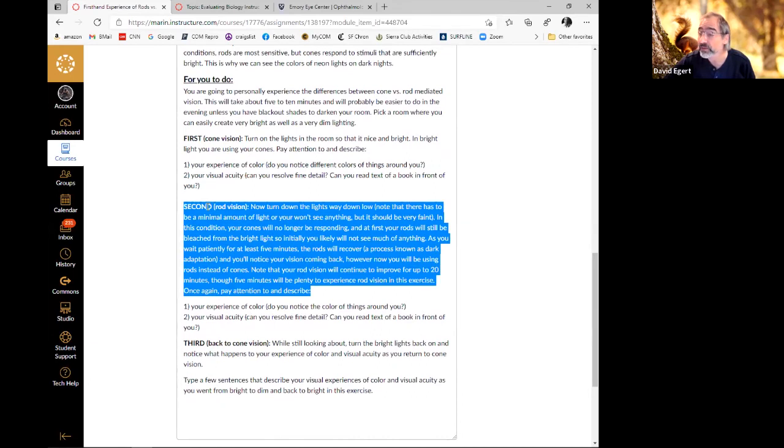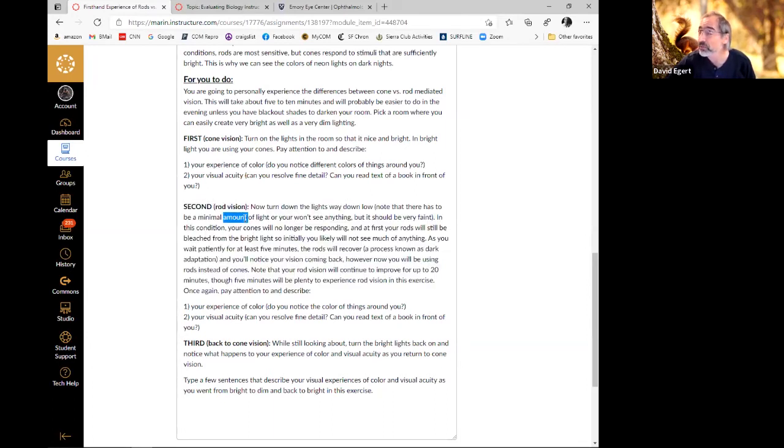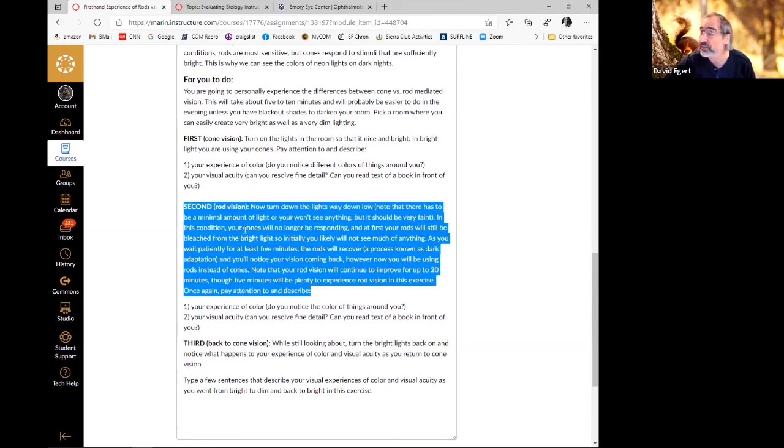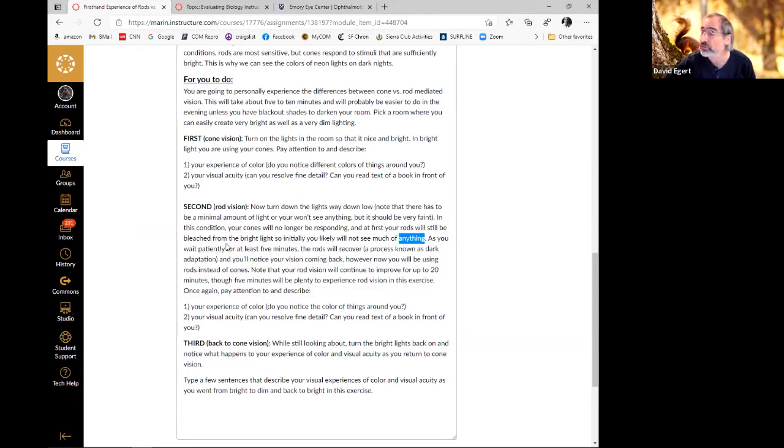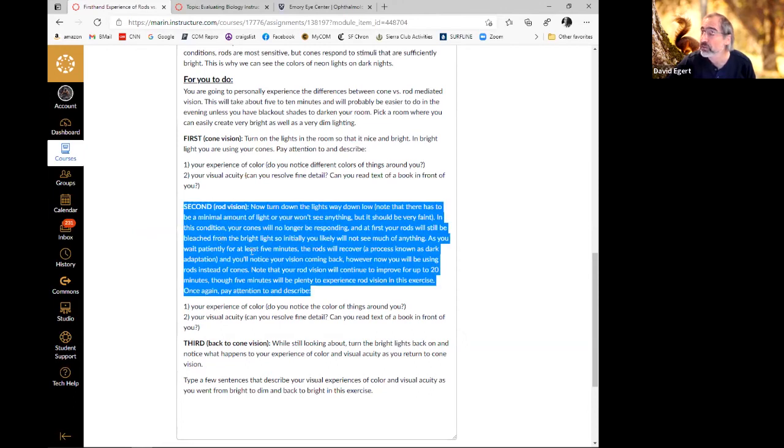Second, go into rod vision. Turn down the lights way down low. It sounds like a song or something. Note that there has to be a minimal amount of light or you won't see anything, but it should be very faint. In this condition, your cones will no longer be responding. At first, your rods will still be bleached from the light, so you won't see much of anything. But after about 5 minutes, you'll probably start seeing lots of stuff.